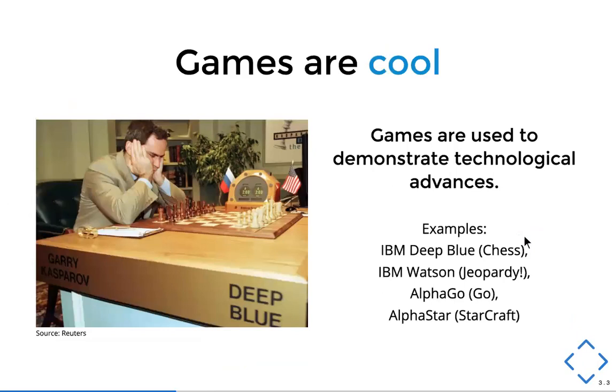Games are used to demonstrate technological advances. A very famous example is the IBM Deep Blue. Deep Blue in 1997, I think, was the first computer to beat the world champion of chess, and you can see it in this photo. And that's not the only example. IBM Watson also won the world championship for Jeopardy. And a more recent example includes AlphaGo, a machine learning algorithm that beat a world champion for Go, a Japanese chess-like game.